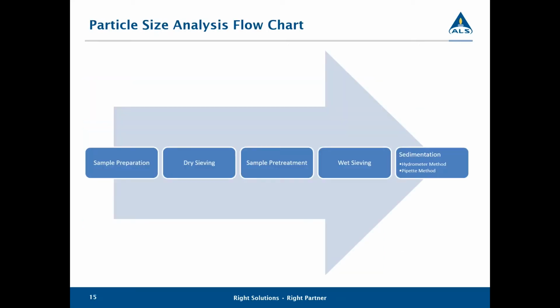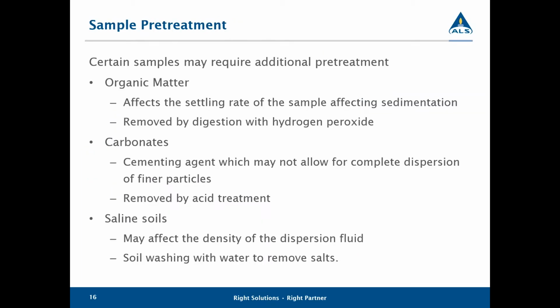In order to move on to wet sieving and sedimentation analysis, we do have to do some pre-treatment of the samples. The first type of pre-treatment is based on the types of samples that we're dealing with. If samples have high organic matter, then we could have issues with the settling rates for sedimentation, where the organic matter will basically float and will not actually settle at the proper speed.